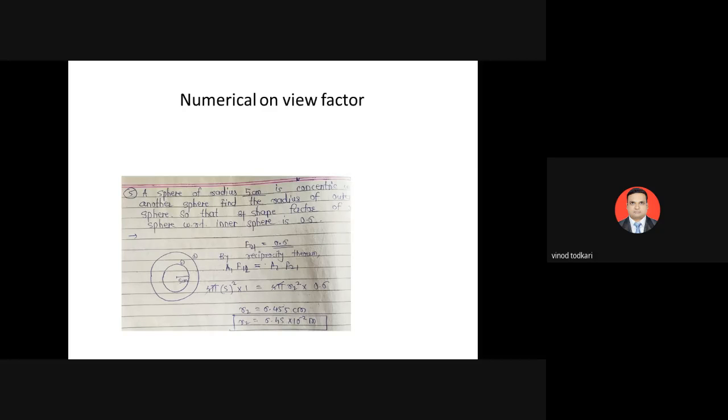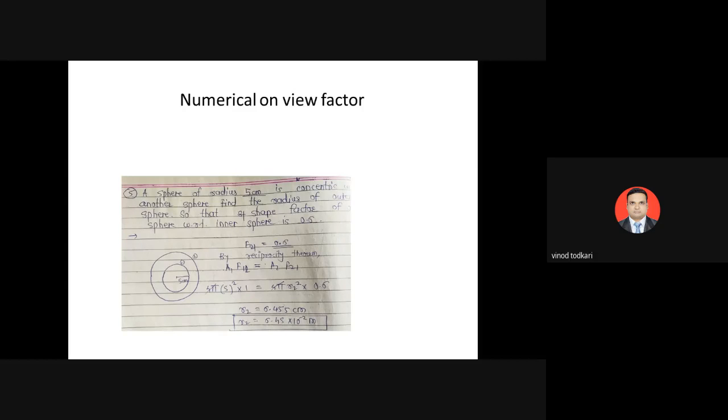Two concentric spheres: the radius of the inner sphere is known, the radius of the outer sphere is to be calculated, right? And what is given? F21 is given. So simply we have written only one equation, A1 F12 is equal to A2 F21, right? Now, F12 will be equal to 1. All energy emitted by the inner sphere will be intercepted by the outer sphere. So F12 is not given in the numerical.